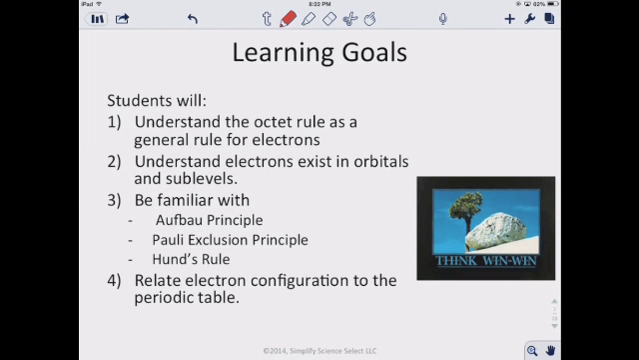The learning goals. Students will understand the Octet Rule as a general rule for electrons, understand that electrons exist in orbitals and sublevels. We'll be familiar with the Aufbau Principle, the Pauli Exclusion Principle, and Hund's Rule, and relate electron configuration to the periodic table.